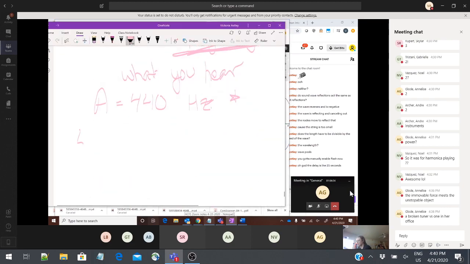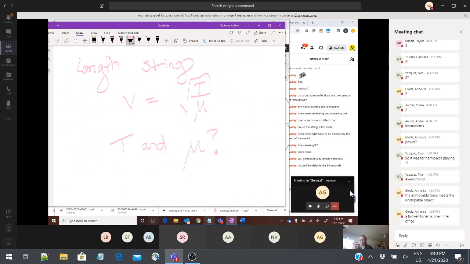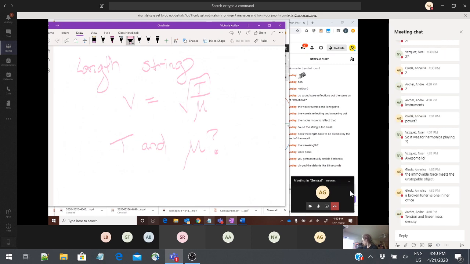So we have the length of the string. We have V, which is the square root of T over mu. What are T and mu? We talked about this before. I don't know if you remember. Yep, tension and linear mass density.